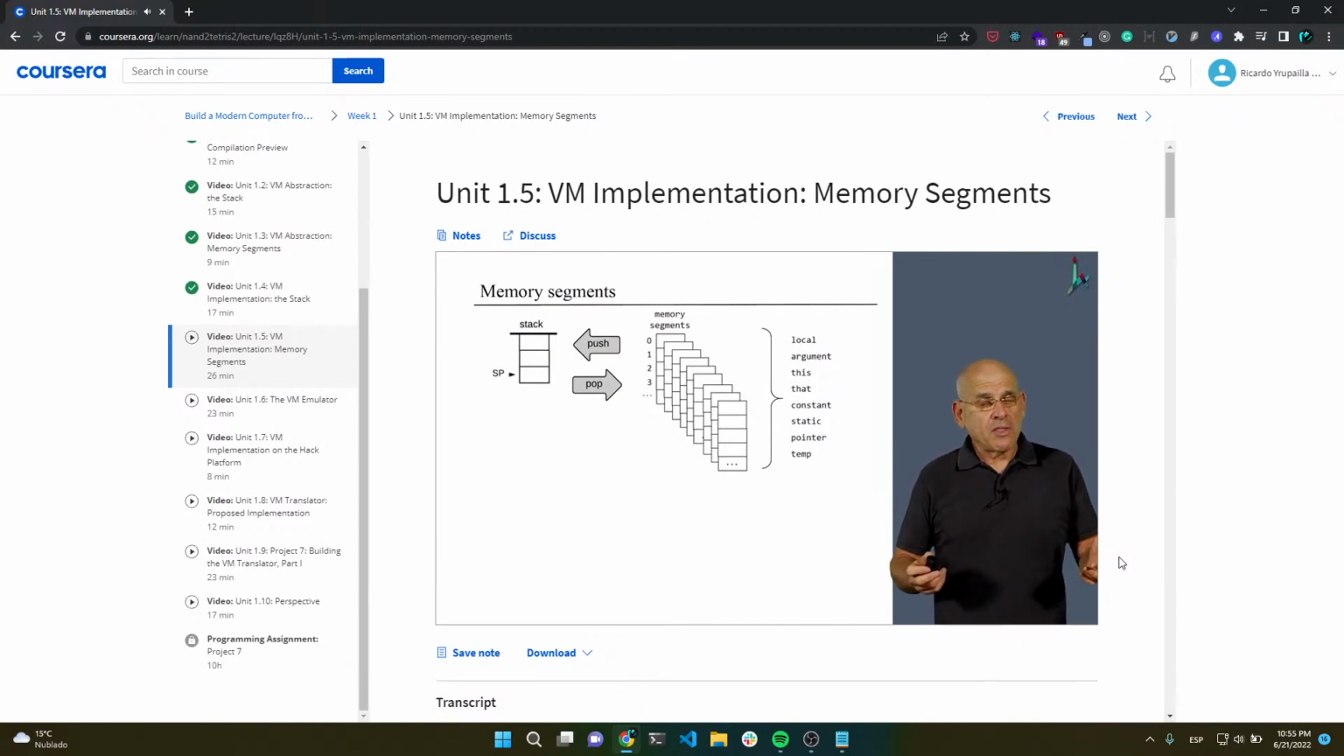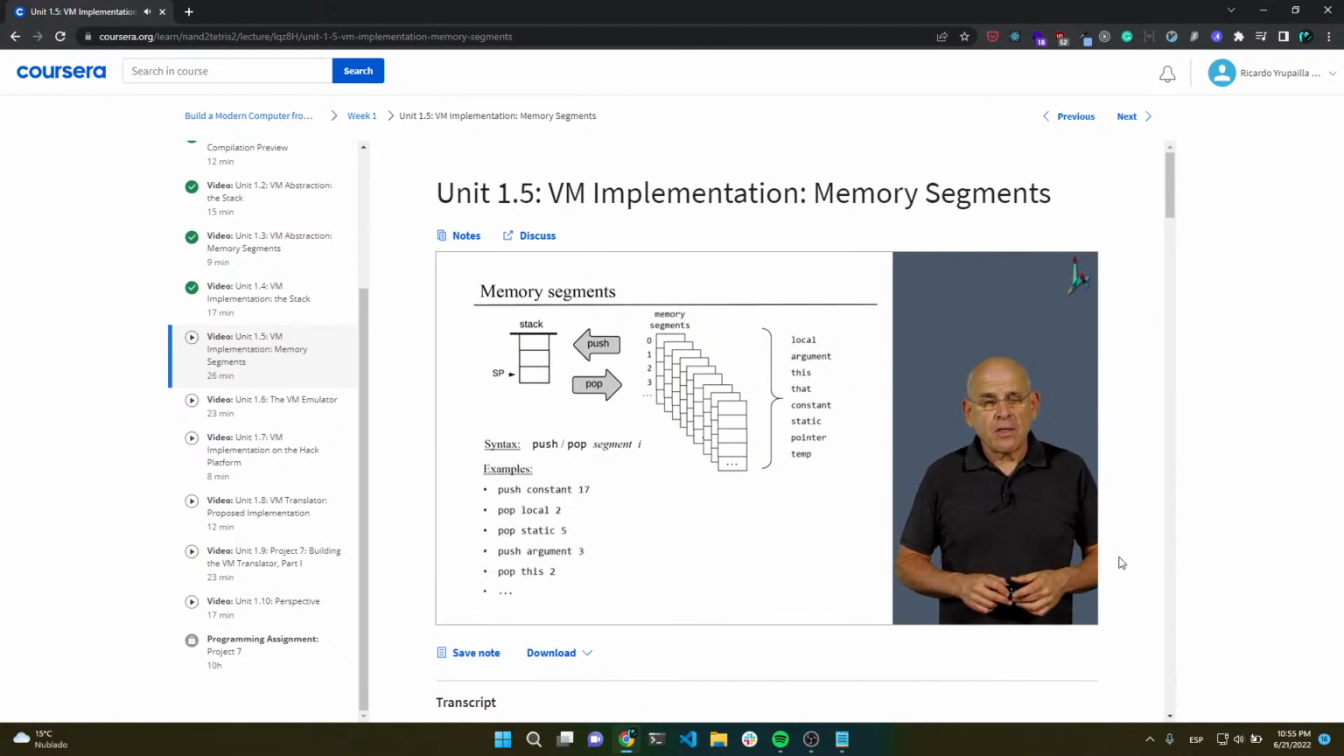And the question, of course, is how to implement these memory segments on the host computer. Well, before we get started, let us note that the abstraction of these memory segments is quite uniform. We address any location in any segment using exactly the same syntax: push, pop, segment name, followed by a non-negative integer. So examples include push constant 17, pop local 2, and so on and so forth.